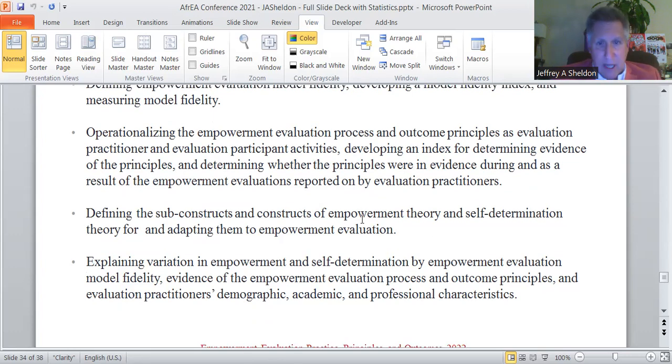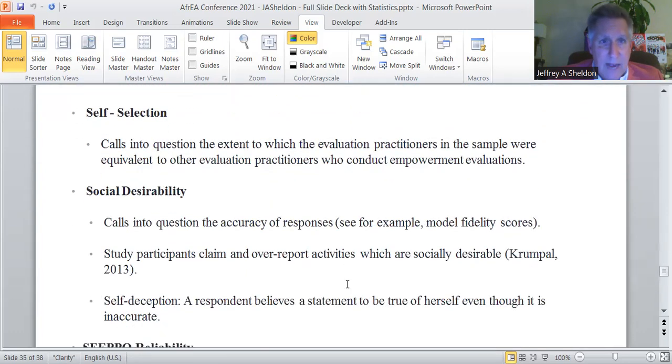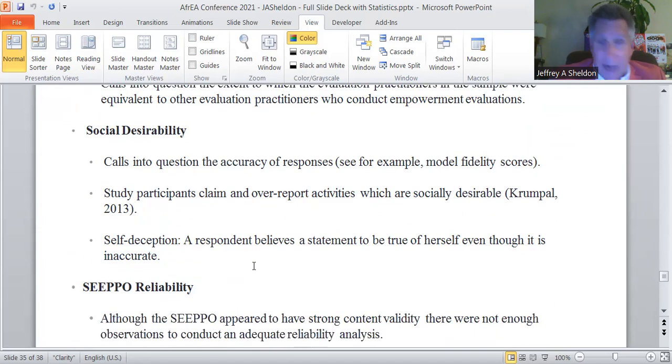Then explaining variation in empowerment and self-determination by empowerment evaluation model fidelity, evidence of empowerment evaluation process and outcome principles, and evaluation practitioner demographic, academic, and professional characteristics. So some of the limitations obviously are self-selection. It calls into question the extent to which the evaluation practitioners in the sample were equivalent to other evaluation practitioners who conduct empowerment evaluations. Don't know. Social desirability calls into question the accuracy of responses. See, for example, the model fidelity scores.